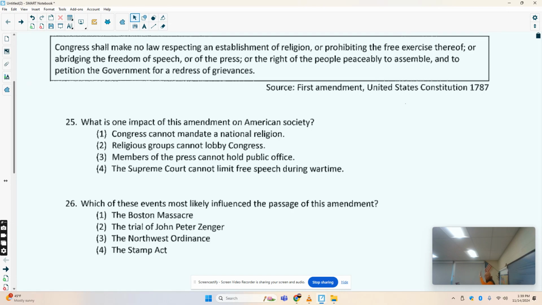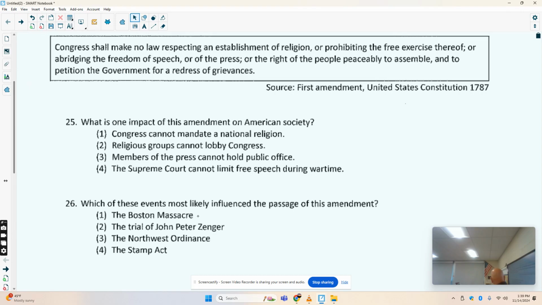So there's 5 protections in the First Amendment. 1, freedom of speech. 2, freedom of religion. 3, freedom of the press. 4, freedom to assemble peacefully. And 5, the freedom to ask your government to fix or redress a problem. So you got 5 protections. Which of these events most likely influenced the passage of this amendment?